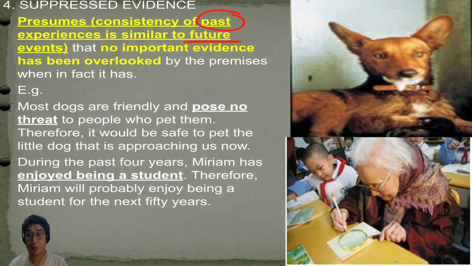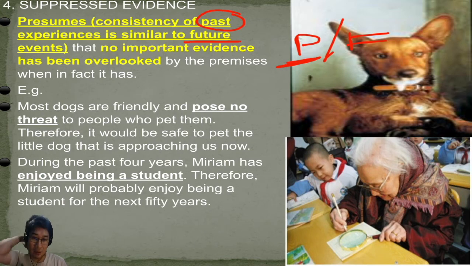So it presumes that no important evidence has been overlooked by the premises when in fact it has. Yung presumption here is the consistency of the past experiences. So yung past experience mo which is already reliable, nag-presume ka na it is also reliable for future events. Okay, so again, tingnan natin yung past tapos yung future. Sinusuppress mo yung evidence ng alin? Sinusuppress mo yung evidence na na-experience mo from the past.